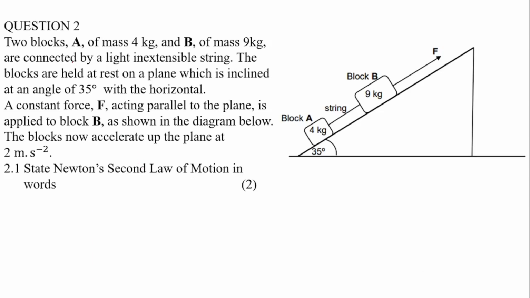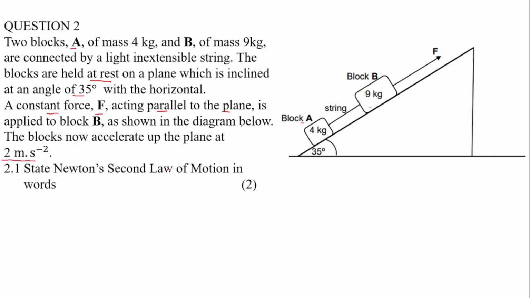Welcome back. Let's do question 2. Two blocks, A of mass 4 kg and B of mass 9 kg, are connected by a light inextensible string. The blocks are held at rest on a plane which is inclined at an angle of 35 degrees with the horizontal. A constant force, F, acting parallel to the plane, is applied to block B, as shown in the diagram below. The blocks now accelerate up the plane at 2 meters per second squared.